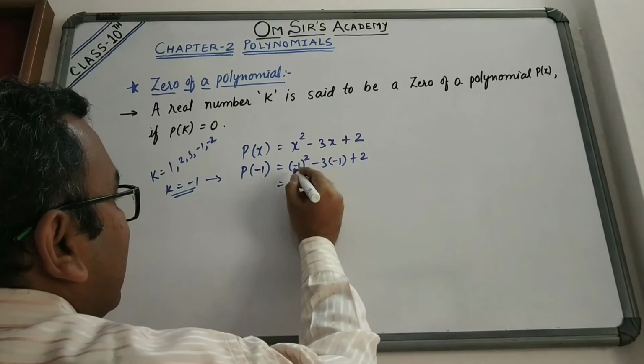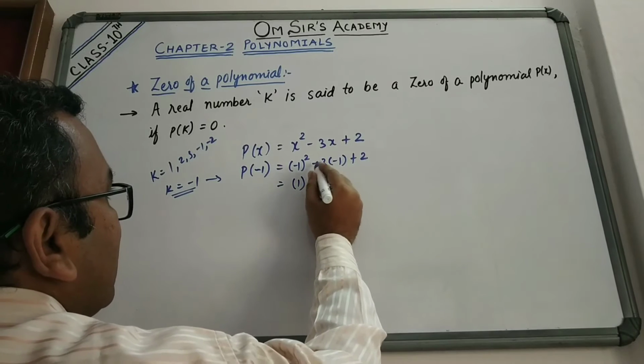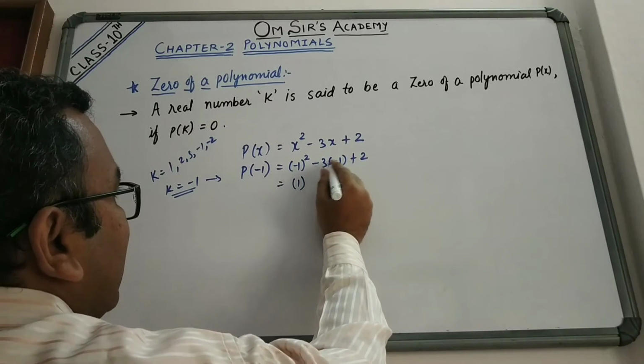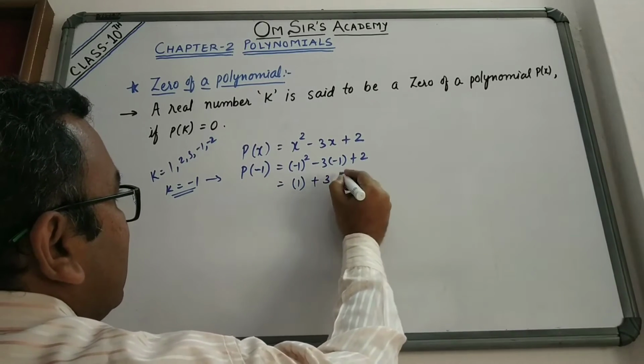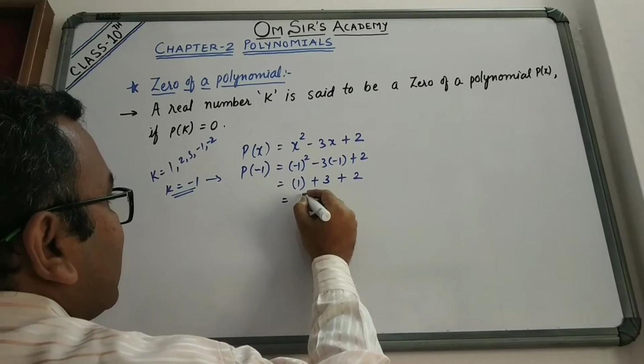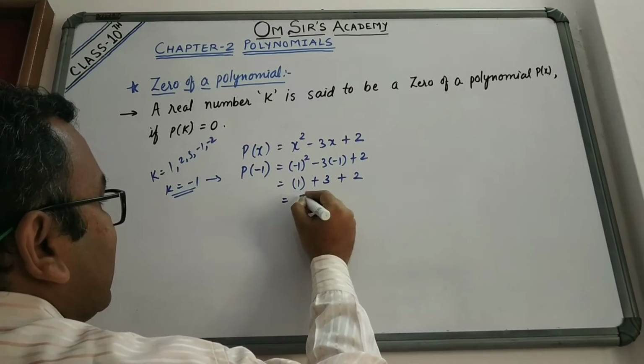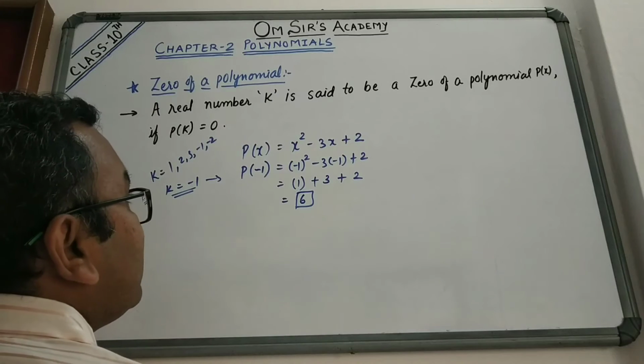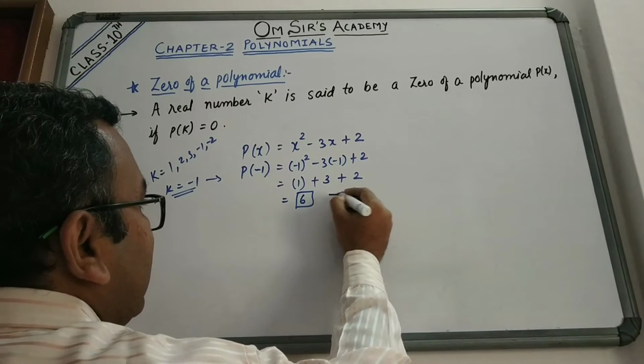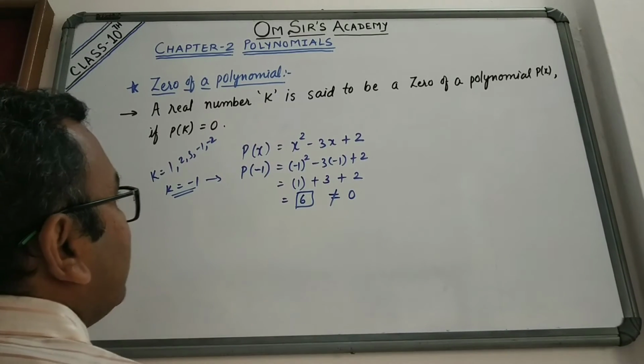So what value do I get? Minus 1 square is 1. Minus minus is plus. So minus 3 into minus 1 is plus 3, plus 2. So the answer is 1 plus 3 is 4, plus 2 is 6. So here the value of the polynomial which I am getting is not equal to 0.